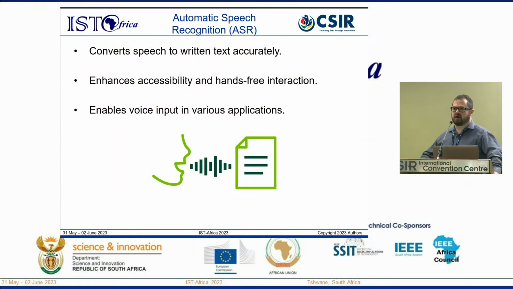So automatic speech recognition basically converts spoken language into written text. So we use various machine learning algorithms to analyze and transcribe audio data. And there are various applications for this technology, for example, voice assistants, voice-controlled services or devices, transcription services, and then you can think of how these applications can be incorporated into government services.